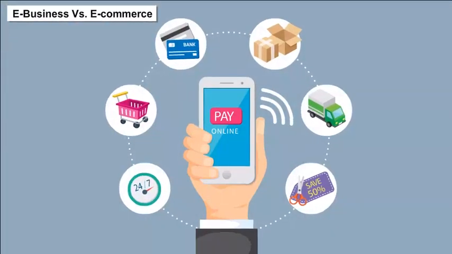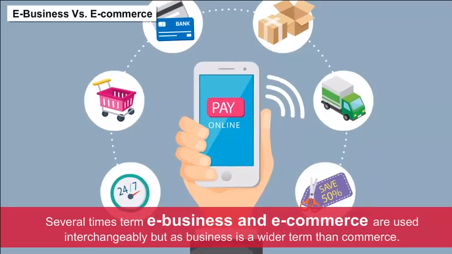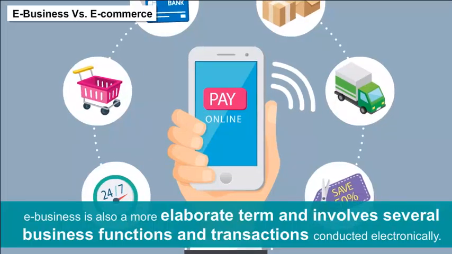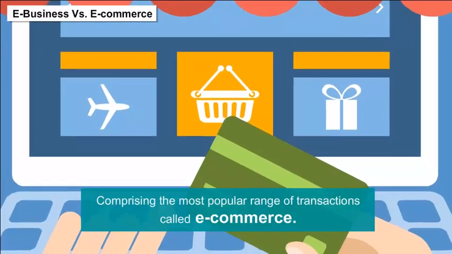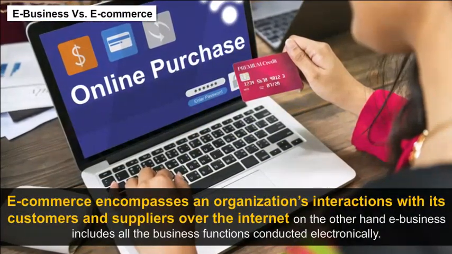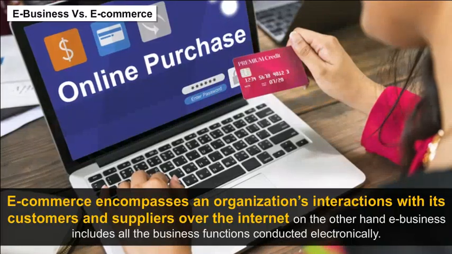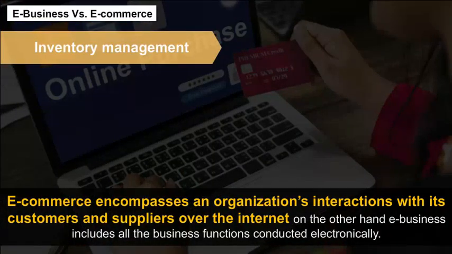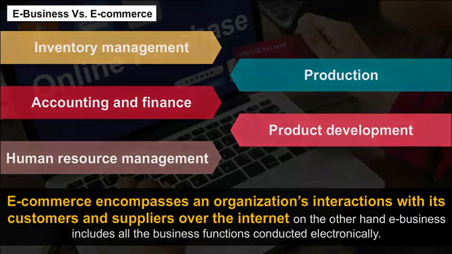E-business versus e-commerce. Several times, the terms e-business and e-commerce are used interchangeably. But as business is a wider term than commerce, e-business is also a more elaborate term and involves several business functions and transactions conducted electronically, comprising the most popular range of transactions called e-commerce. E-commerce encompasses an organization's interactions with its customers and suppliers over the Internet. On the other hand, e-business includes all the business functions conducted electronically, like inventory management, production, accounting and finance, product development, and human resource management.